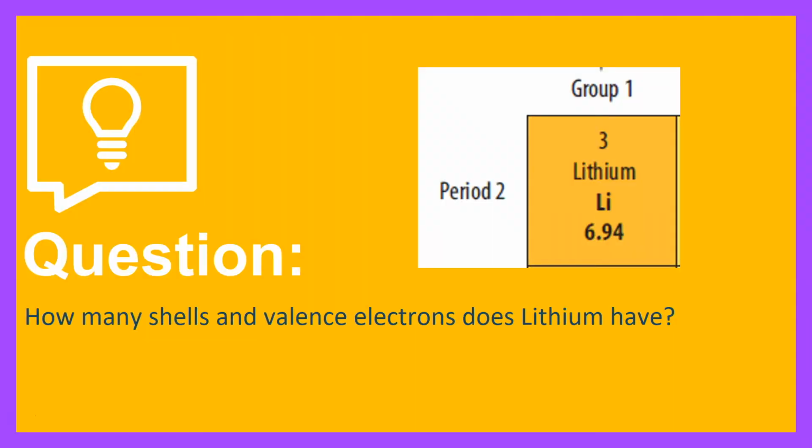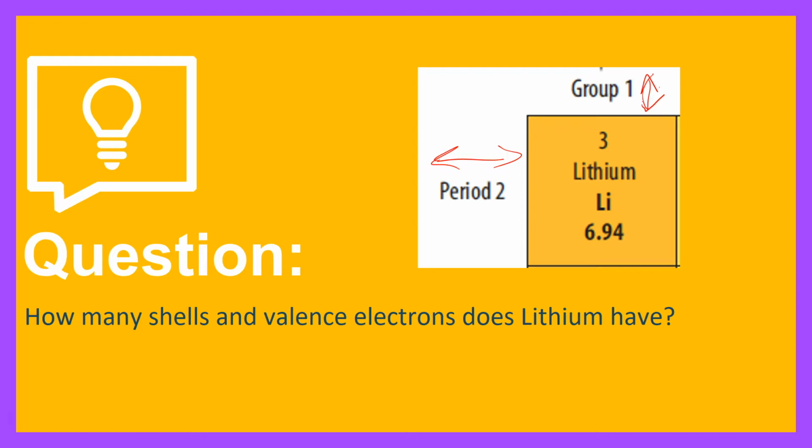So here is a bit of an example. Remember, groups are columns and periods are the rows. So the groups are the ones that go top to bottom, and the periods are the ones that go side to side. Looking at that, can you work out how many shells lithium has and how many valence electrons it has as well? Pause the video and write your answer down now.